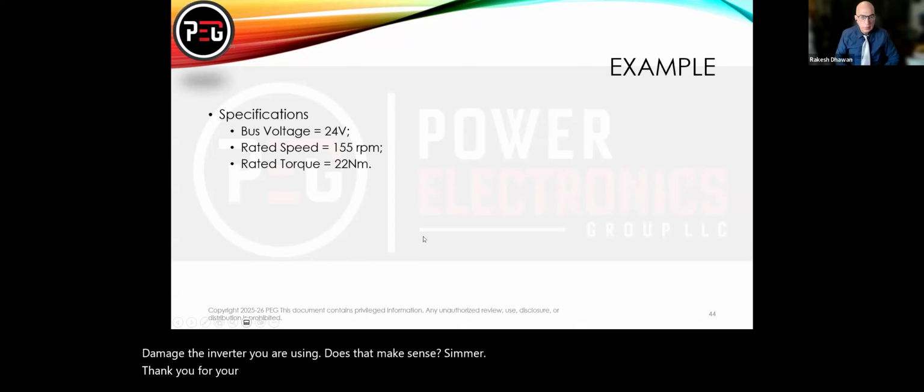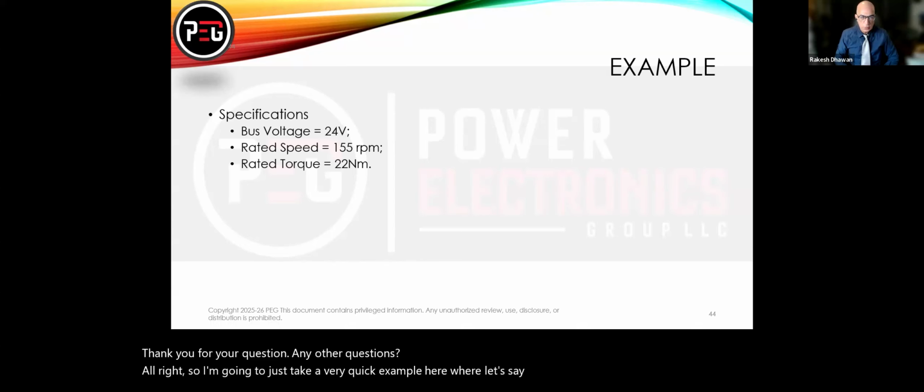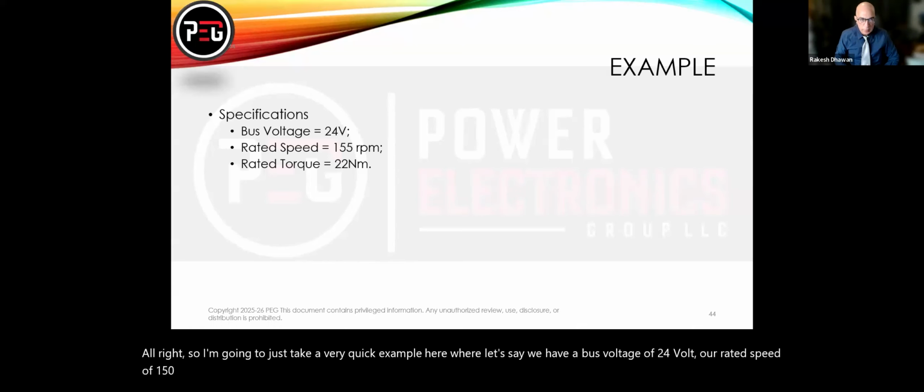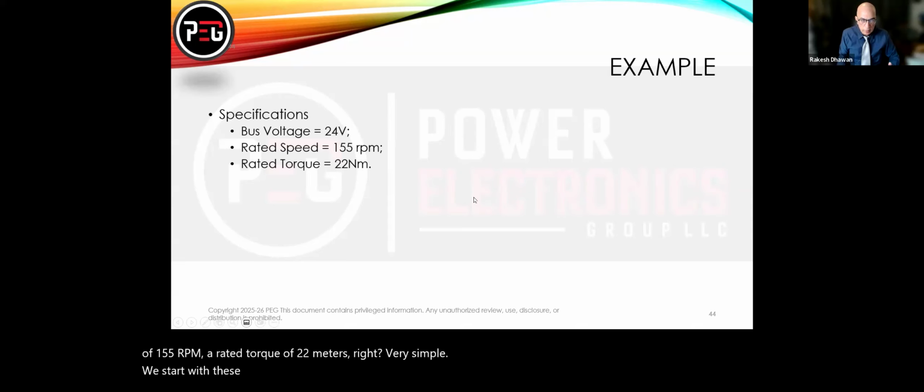Any other questions? All right, so I'm going to take a very quick example here where, let's say we have a bus voltage of 24 volts, a rated speed of 155 RPM, a rated torque of 22 Newton meters, right? Very simple. We start with these specifications and see where they lead us, right?